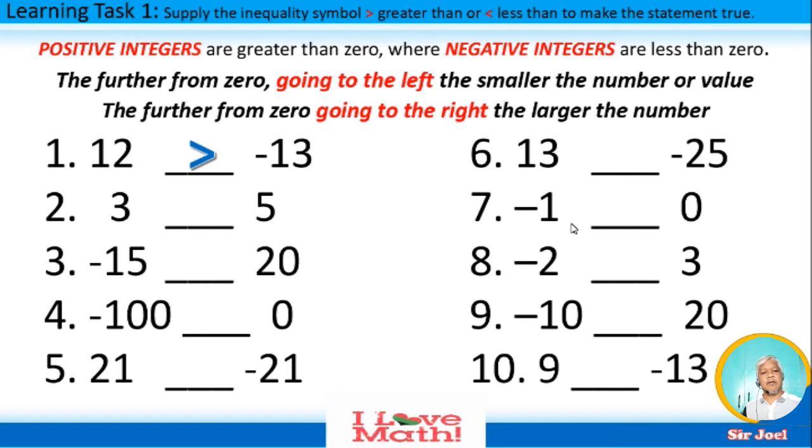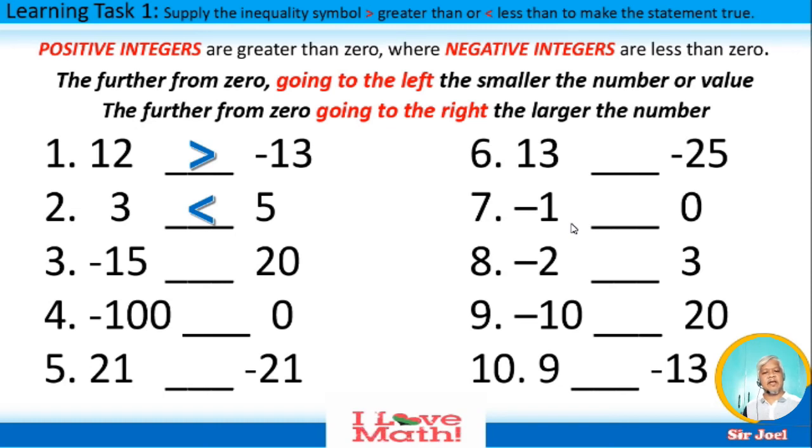Next, number 2, 3 compared to 5. If you still remember, alin ang nasa kanan sa number line? Yung 3 o yung 5? Siyempre pa yung 5. And kahit wala yon, basically, which is greater, 3 or 5? So, alam natin dapat yon, diba? At sabi nga dito, the farther from 0 going to the right, the larger the number. Alin ang mas malayo sa 0? Yung 3 o yung 5? Okay. So, of course, the answer in number 2 is less than. Ibig sabihin, 3 is less than 5.